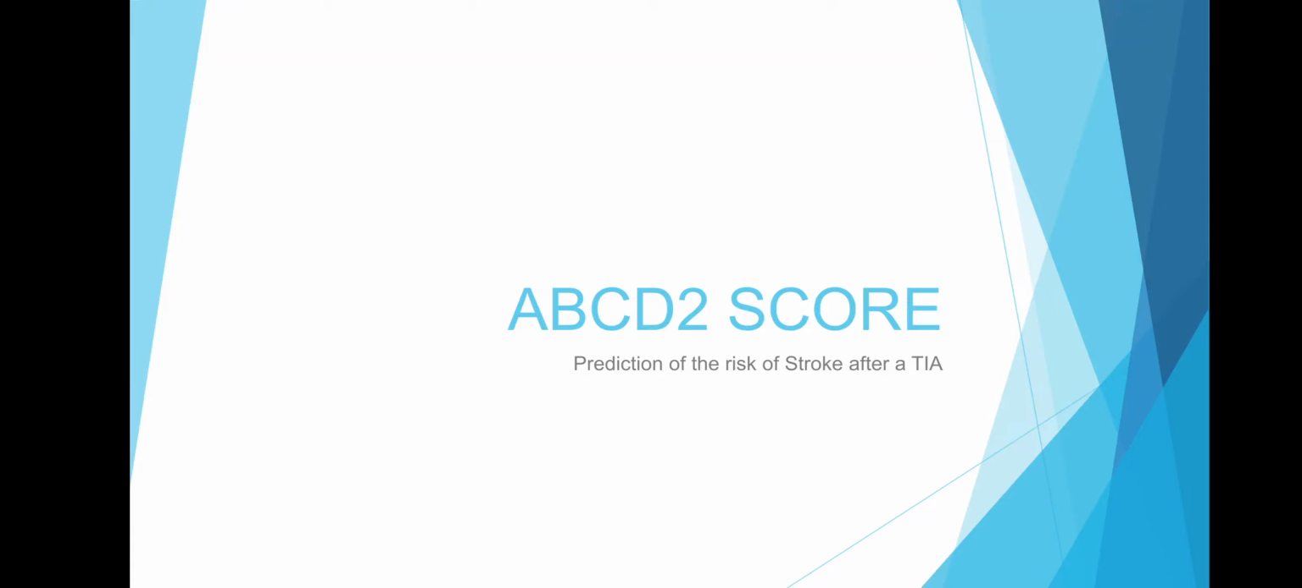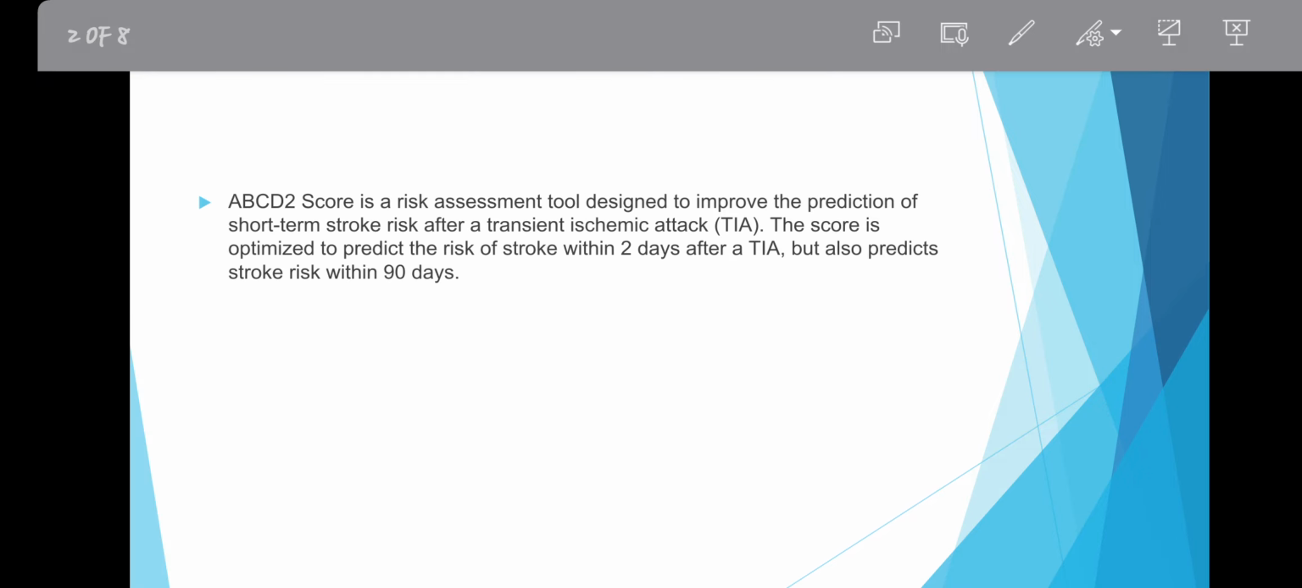Hello everyone, today we'll be talking about the ABCD² score. So this is basically a score that is used to predict the risk of a stroke after a transient ischemic attack. The ABCD² score is a risk assessment tool that is designed to improve the prediction of short-term stroke risk after a transient ischemic attack. The score is optimized to predict the risk of stroke within 2 days after a TIA, but it also predicts a stroke risk within 90 days.